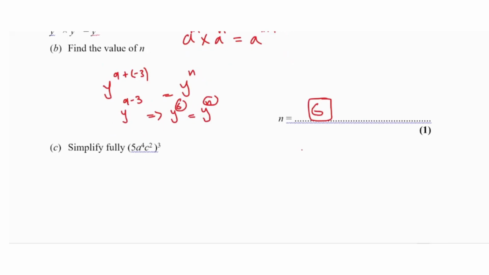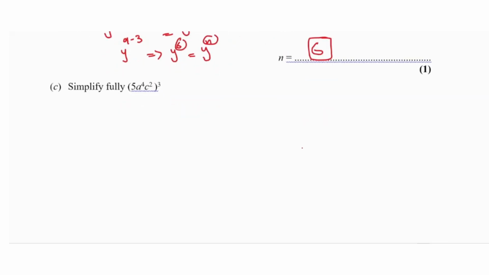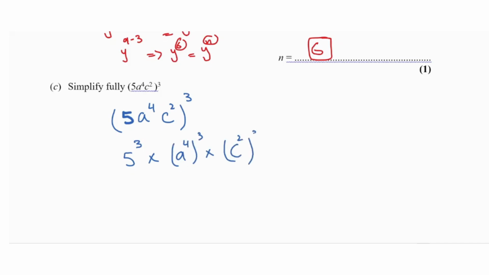Okay, let's move on to the next part, part C. It says over here simplify fully. What does fully mean? You need to expand everything. So we have 5 to the power of a to the power of 4, c to the power of 2, and the whole power is 3. It means 5 has a power of 3, a to the power of 4 has a power of 3, c to the power of 2 has a power of 3. So we're going to distribute this power to the individual expressions: 5 to the power 3 times a to the power of 4, whole power is 3, times c to the power of 2, and whole power is 3.